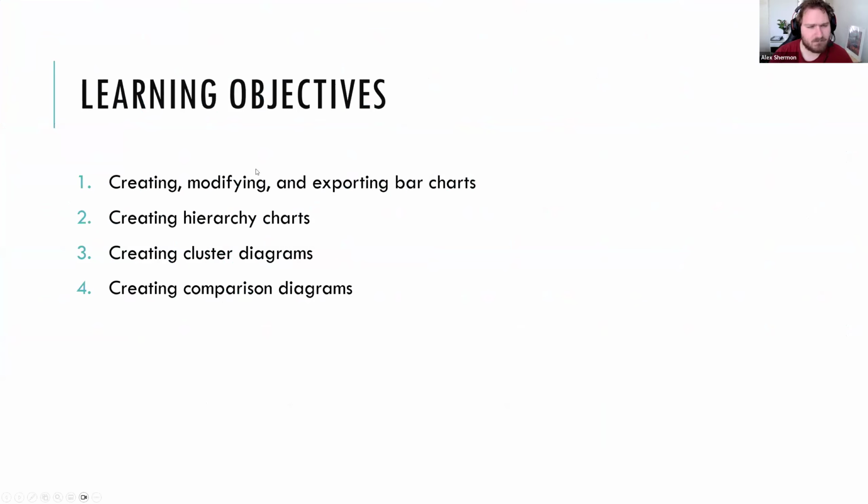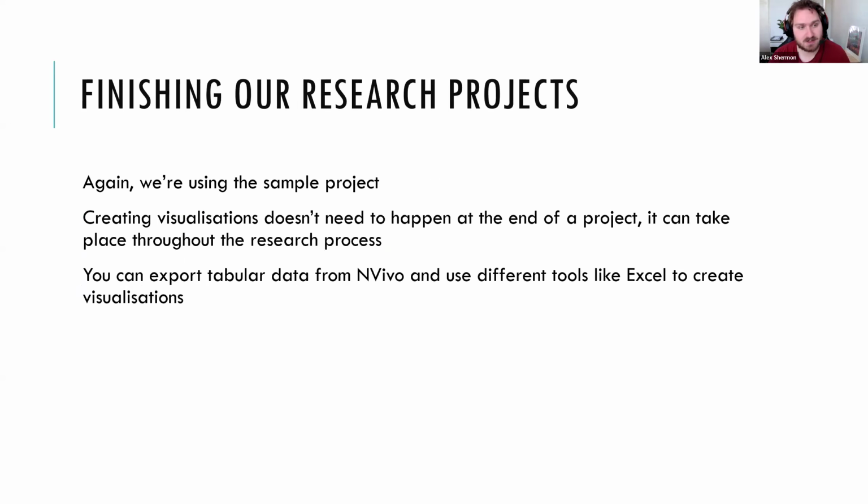So I want to look at 4 different visualizations today over the course of the next hour. The main one we're going to be focusing on is bar charts. The reason we're going to be focusing on bar charts is that it is going to give us a pretty comprehensive overview of what visualizations do and how they work. It's very similar to the word frequency one that we looked at yesterday, where we are going to be using the bar chart as a worked example of how you negotiate all of the different steps of creating a visualization in NVivo. And then we'll, from that point, move on to look at the hierarchy chart, cluster diagrams, and comparison diagrams.